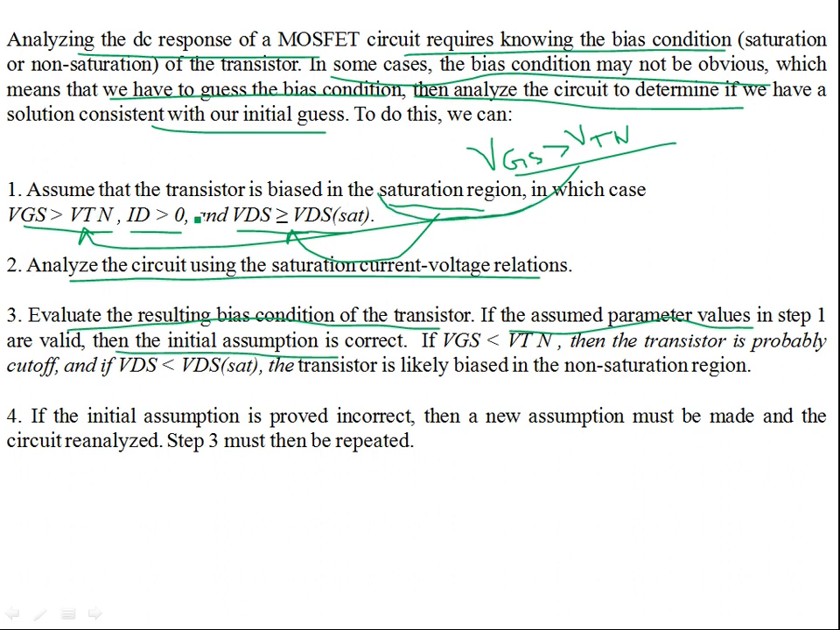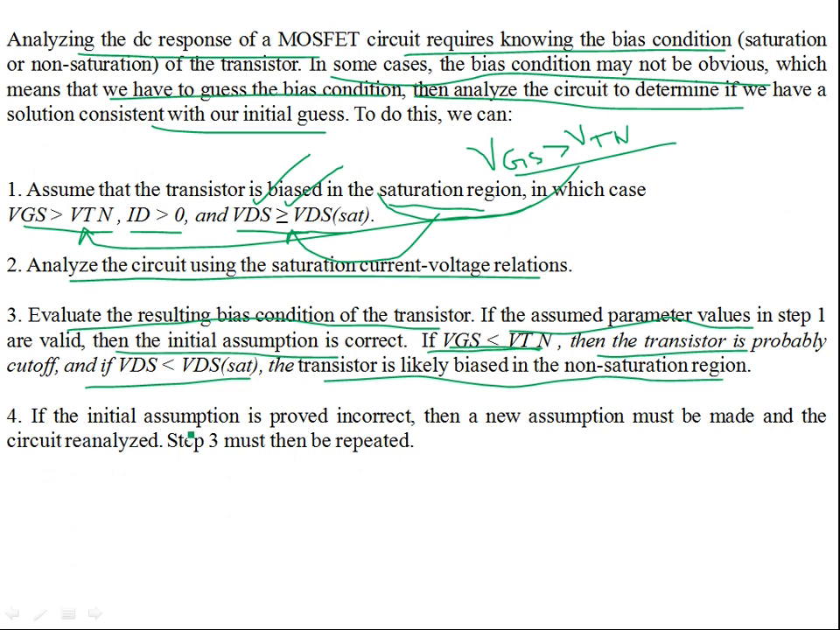So the assumed parameter values in step one are that you are in the saturation region and you have used the IV relationship of the saturation region. From that current, you find what is VDS. And if this inequality holds, well, the analysis is correct. But on the other hand, if VDS is less than VTN, the transistor is probably cut off. And if VDS is less than VDS sat, the transistor is likely biased in the non-sat region. So for the analysis, you need knowledge of the operating regimes of the transistor. So it is either in non-sat, in sat, or if not in those two, then it is in cutoff if VDS is less than VTN.